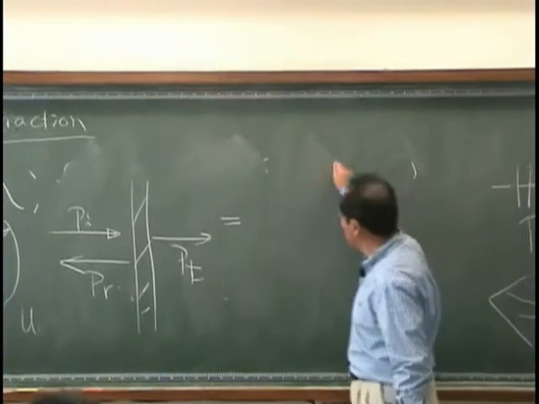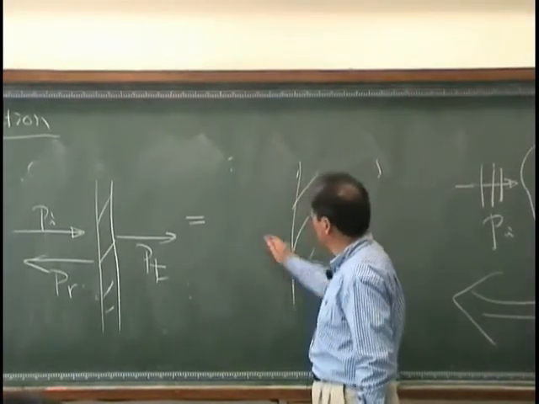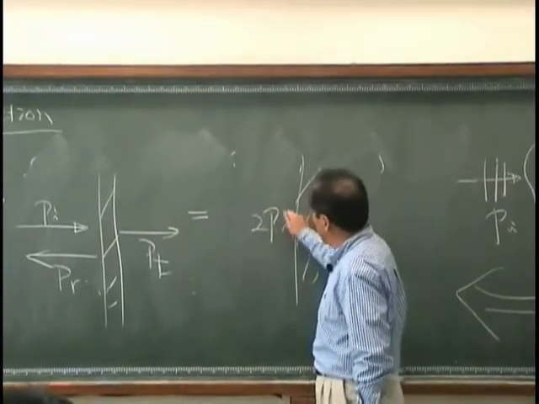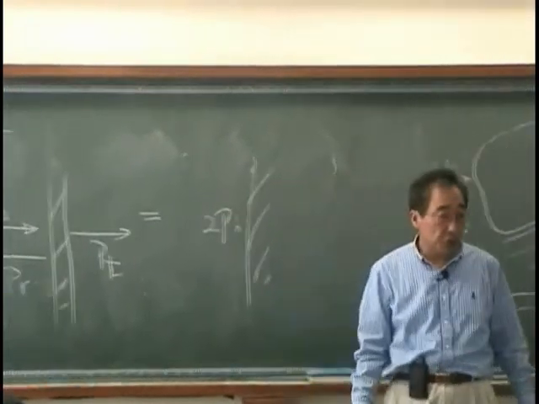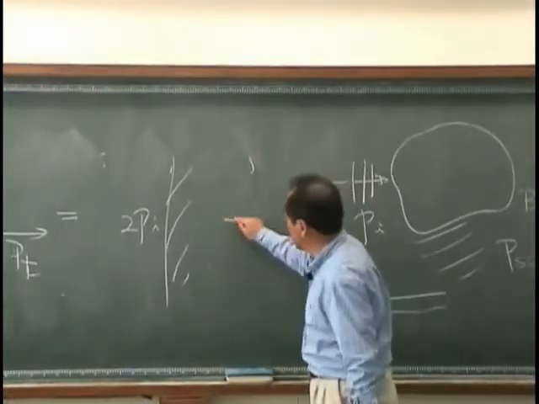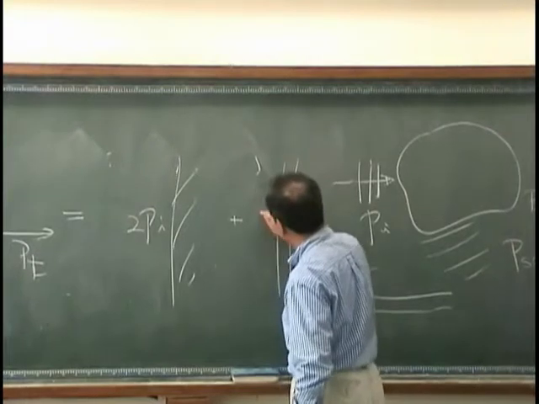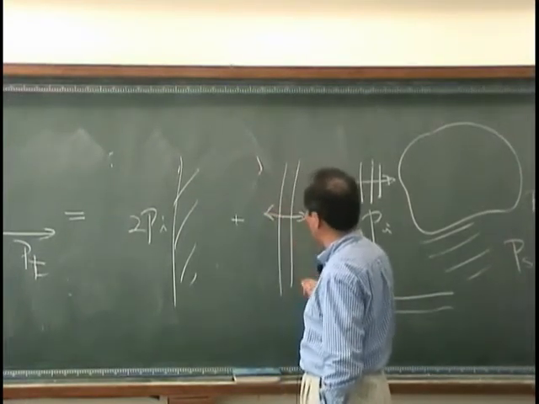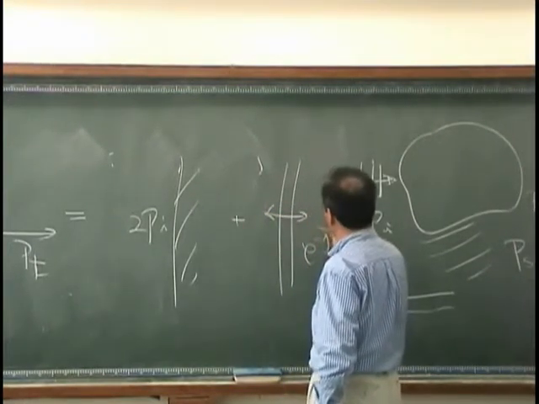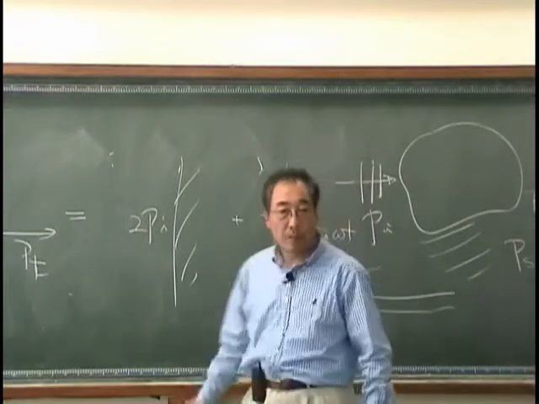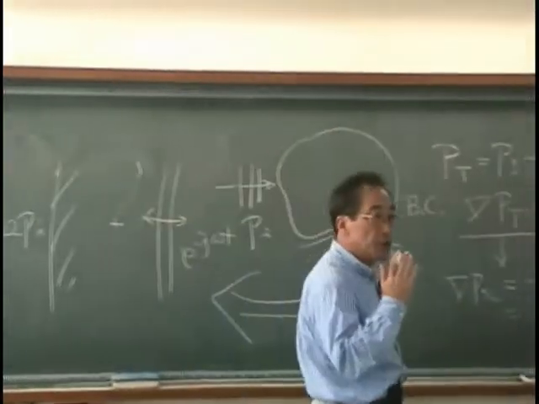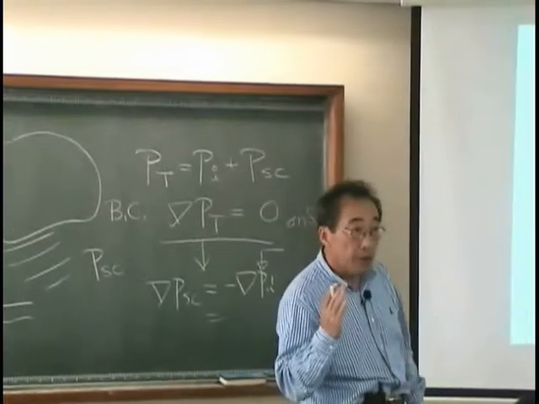One is the blood pressure, that is 2 pi, plus the radiation of the plane wave, harmonic radiation of the plane wave, right? You remember that.